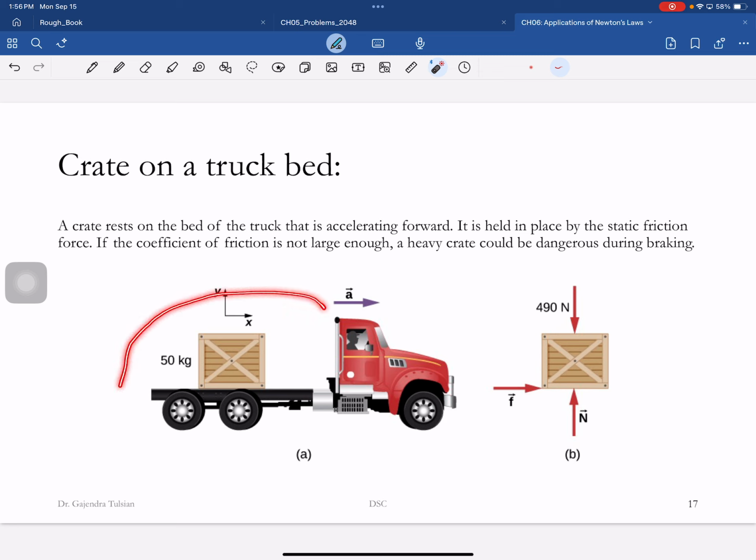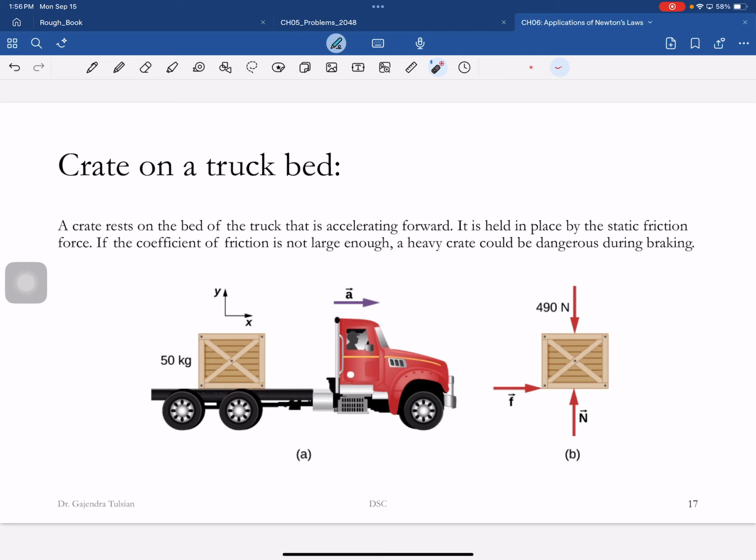So here's an important diagram. When the truck accelerates, the truck engine provides the thrust to make it accelerate. What is making the box accelerate? The static friction force between the bed and the box.